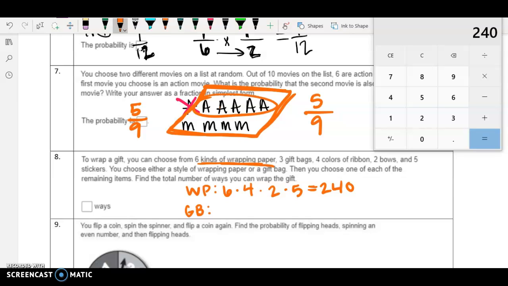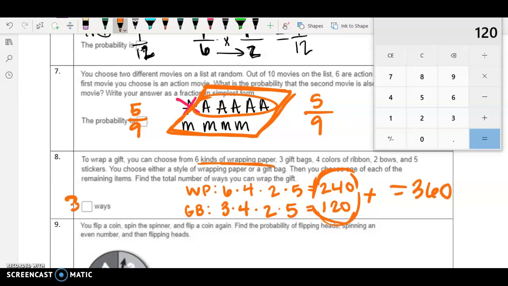If I choose a gift bag, I have 3 options for a gift bag. I still have to pick a ribbon, which is out of 4. I still have to pick a bow, which is out of 2. And I still have to pick a sticker, which is out of 5. So 3 times 4 times 2 times 5, which is 120. And then I add these. So I get 360 options to wrap my gift.